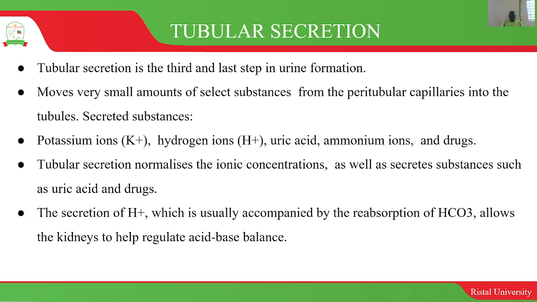So tubular secretion is the third and the last step in the urine formation. It moves very small amounts of selected items from the tubular capillaries into the tubules. The secreted substances here are potassium, hydrogen ions, uric acid, ammonium ions, and drugs. Tubular secretion normalizes the ionic concentrations as well as secretes substances such as uric acid and drugs. The secretion of hydrogen ions is usually accompanied by the reabsorption of hydrogen carbonate, which allows the kidneys to help regulate acid-base balance.